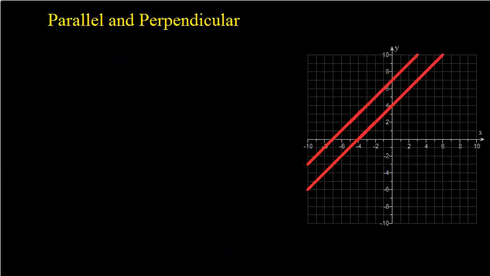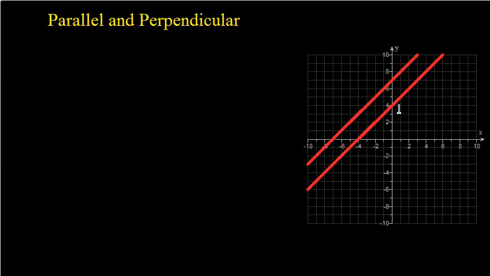Next, let's talk about parallel and perpendicular lines. Two lines are parallel when they have the exact same slope. They do not need and cannot have the same y-intercept. As we see with these two lines, they both have a slope of 1, and their y-intercepts are different: this higher one here has a y-intercept of (0, 7), and this has an intercept of (0, 4).